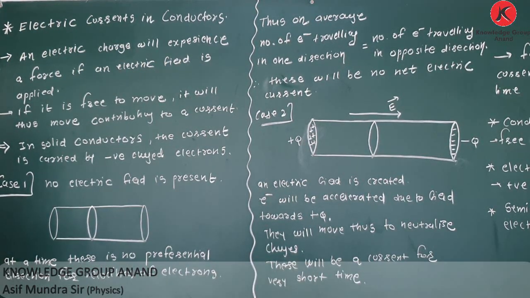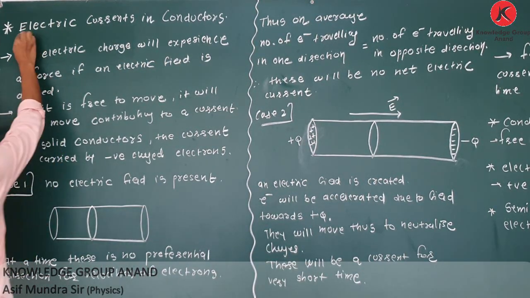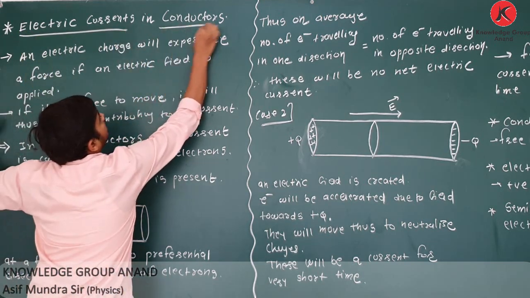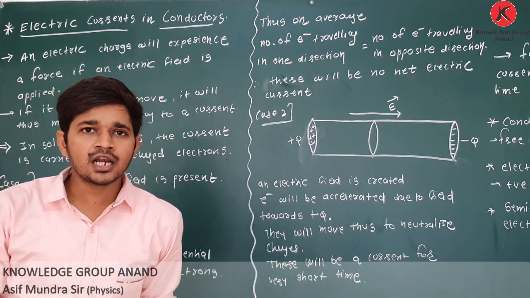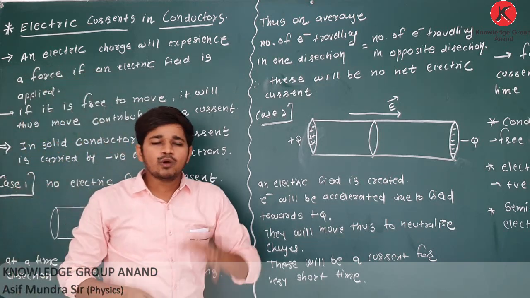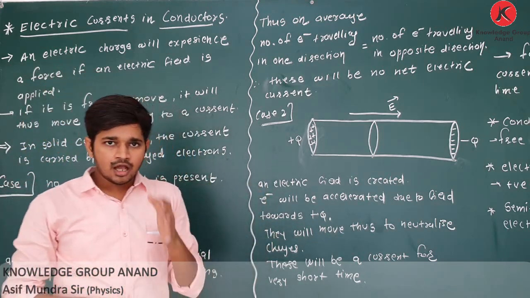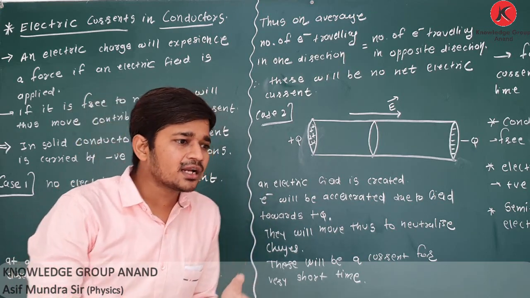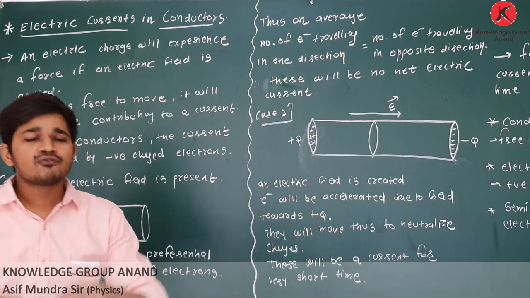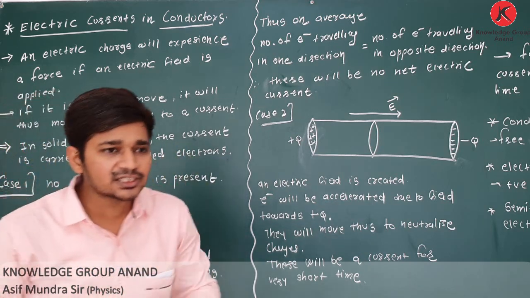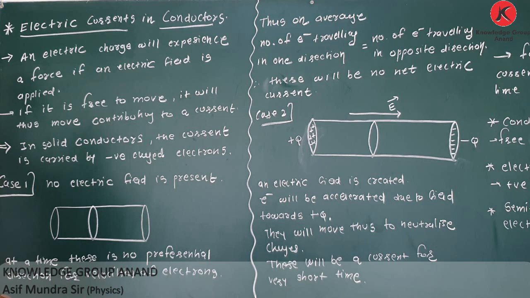Okay students, now the next topic is electric currents in conductors. Yes, we know that current flows through conductors easily. What is the reason? That we will discuss here. Currents flow in conductors, in electrolytic solutions, and in semiconductors. But in this chapter, we will study electric currents in conductors only.